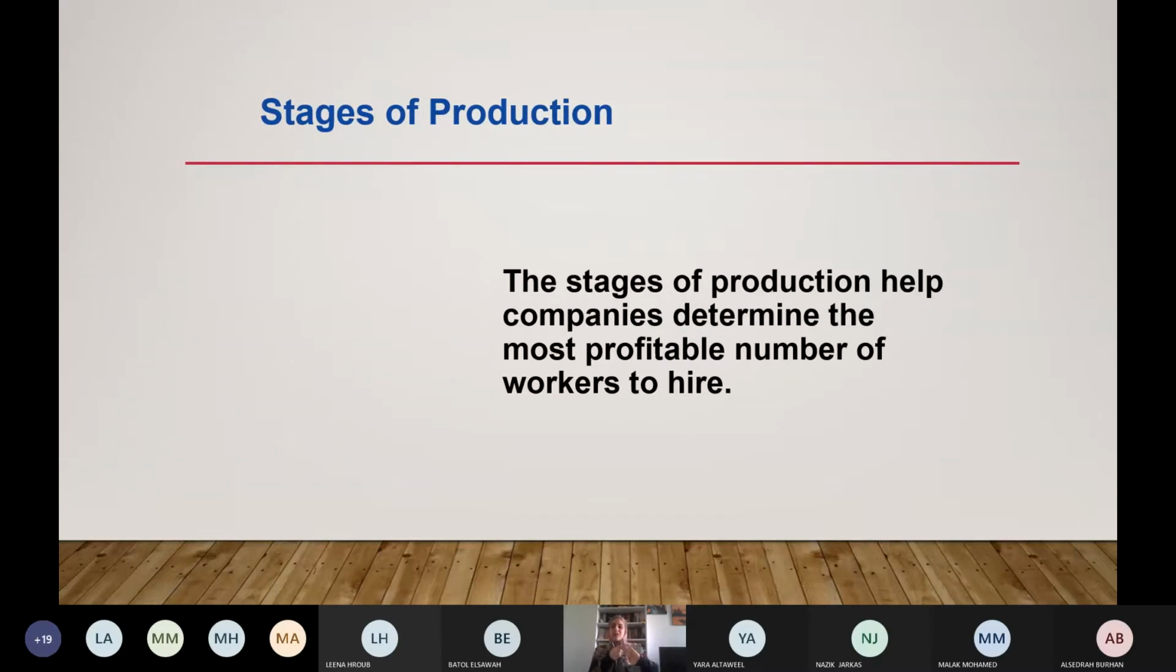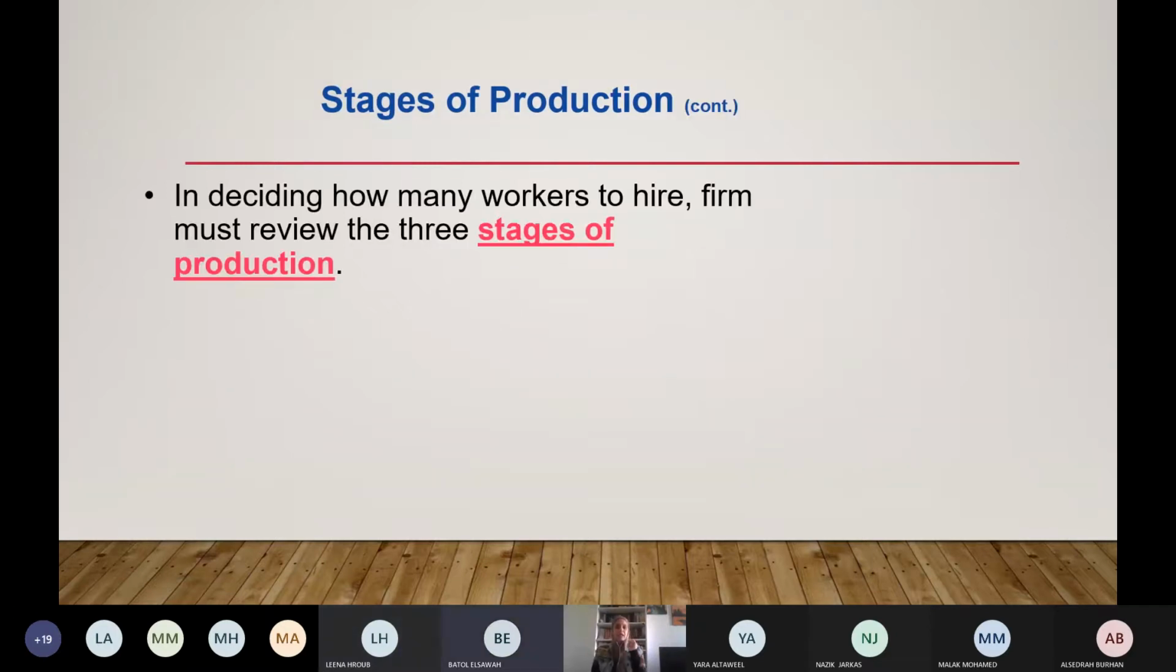How many stages of production do I have, girls? 3. Say with me, please. How many stages of production? 3. Yes, to decide how many workers we can hire. So the first stage of production is increasing return. When I hire one worker, the return increases. I hire 2 workers, I gain. Hire 3 workers, I gain. Increasing returns. This is stage number 1.